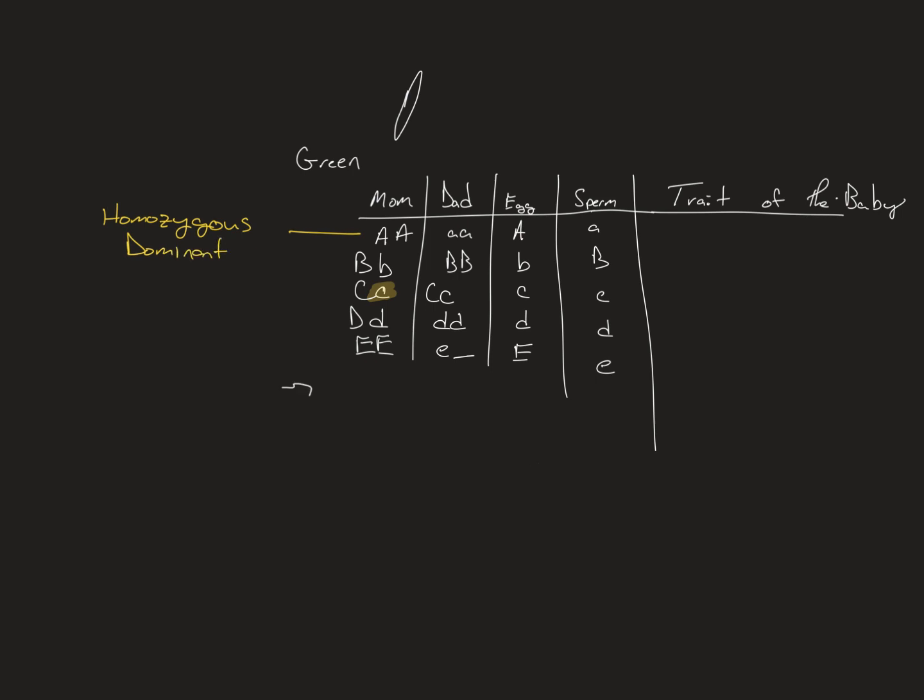Which means it is the same and it's dominant. Homo means the same genes, and it's dominant. Mom is heterozygous for B, which means she has one of each, a dominant and a recessive. She's also heterozygous for C. She's heterozygous for D.